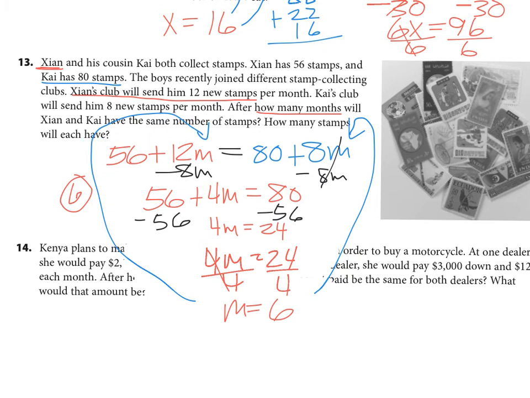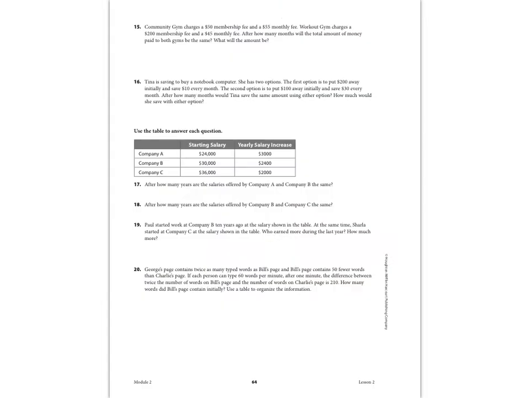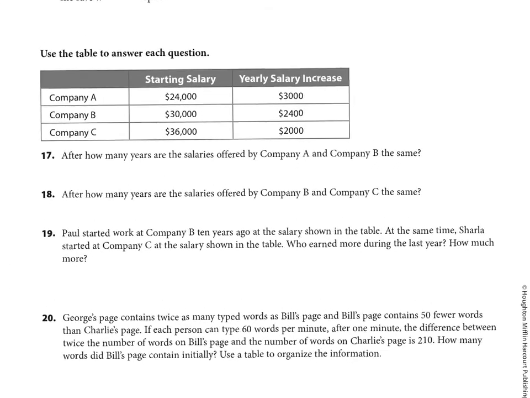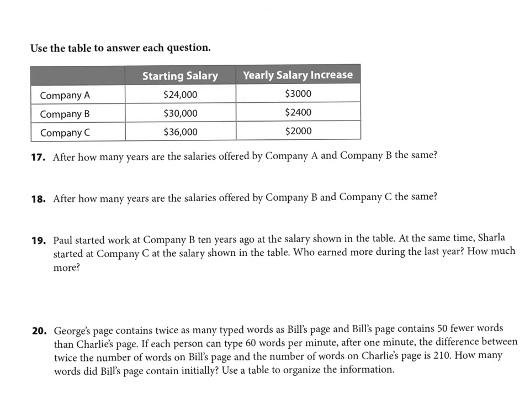So quite a bit involved here. So we're going to speed up a bit. We're going to go down here to problem number 19, where we have to read a table. So it's asking us to use this table to answer the question. It says Paul started work at Company B 10 years ago. So Company B, what happens? You get a starting salary of $30,000 and then an increase of $2,400 each year.